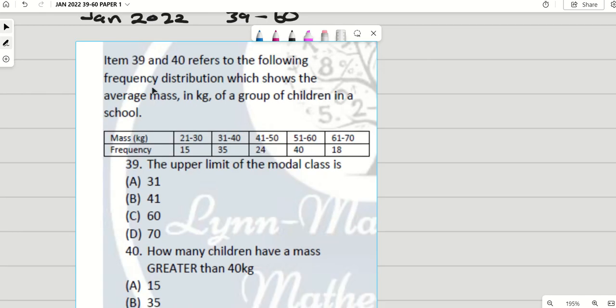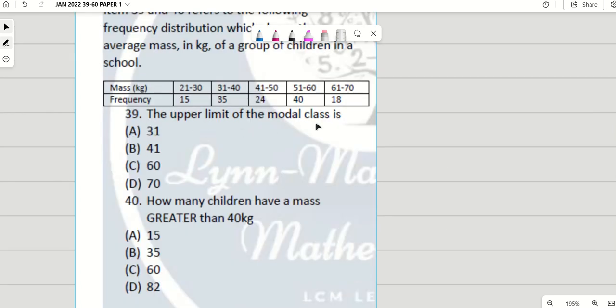So if we look at this, they said item 39 and 40 refers to the following frequency distribution, which shows the average mass in kilograms for a group of children in a school. So they told you the mass and the frequency. The upper limit of the modal class is, first off, the modal class would be the area that has the most, 40, right? They want the upper limit, that is going to be the highest, that is 60. So 60 is our upper limit for the modal class.